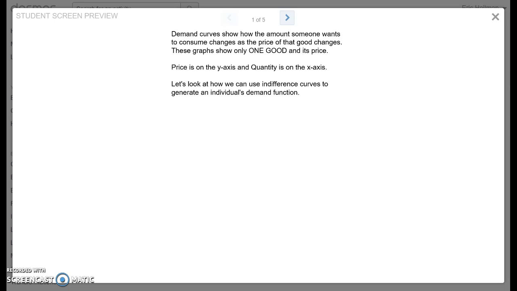It's a very exciting day today. We're going to look at a new type of graph, and one that you've probably heard about just colloquially on the news and that sort of thing. We're going to be looking at demand curves.